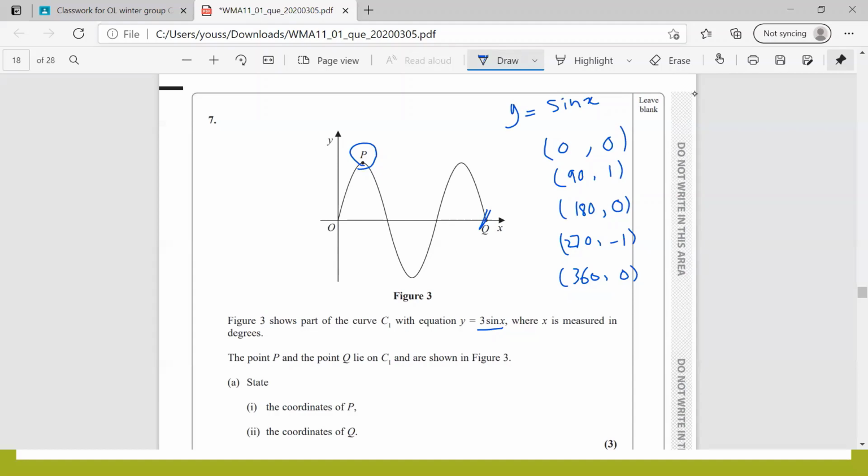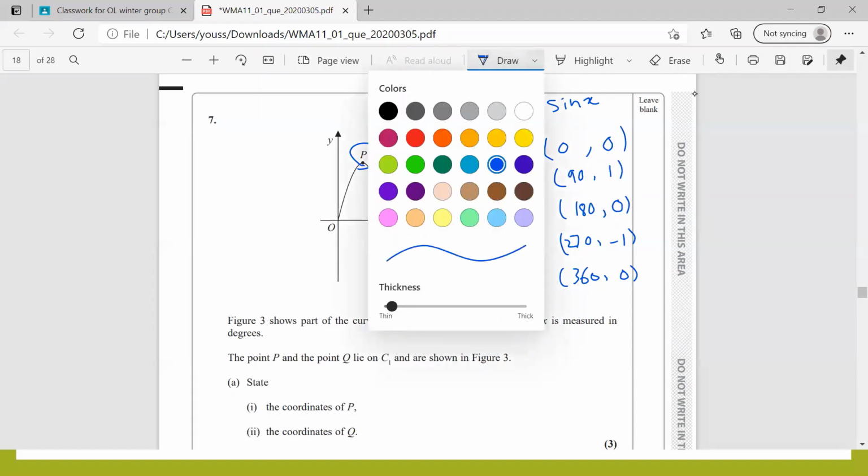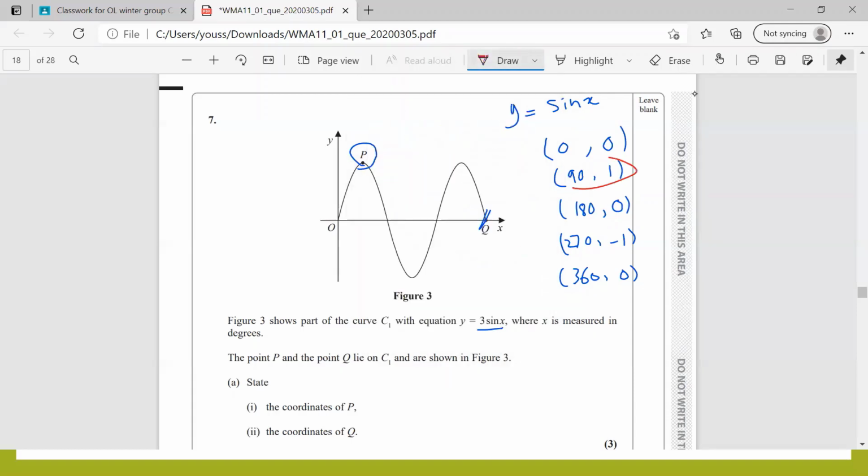Now the maximum point for the sine theta is 90 and 1. This is the maximum point before any change happens. But now we have 3 sine x. It means the 3 will be multiplied by the y coordinates, so the P can be 90, and here 1 by 3 is 3. So we have the coordinates of the point P in here.